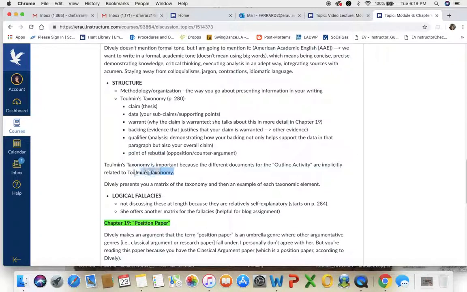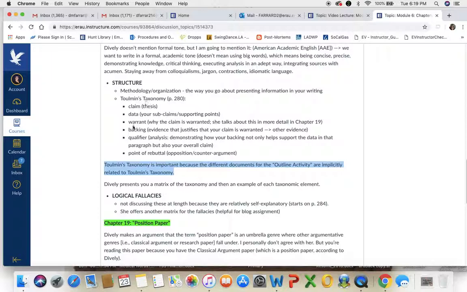And I say that, she doesn't say this obviously because she doesn't know about your outline activity for this week, but one of the things that Toulmin's taxonomy is helpful for is that your outline activity for this week is implicitly kind of connected to Toulmin's taxonomy.